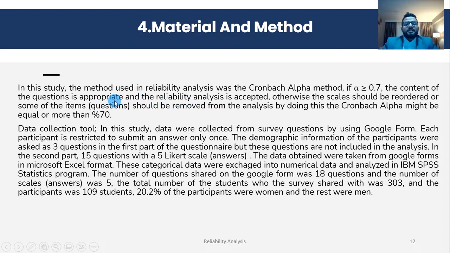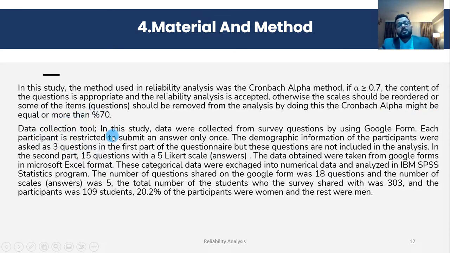And here, material and method. In this study, the method used in reliability analysis was the Cronbach alpha method. If the Cronbach alpha value equals or is more than 70%, the content of the questions is appropriate and the reliability analysis is accepted. Otherwise, the scales should be reordered, or some of the items or questions should be removed from the analysis. By doing this, the Cronbach alpha might equal or exceed 70%.